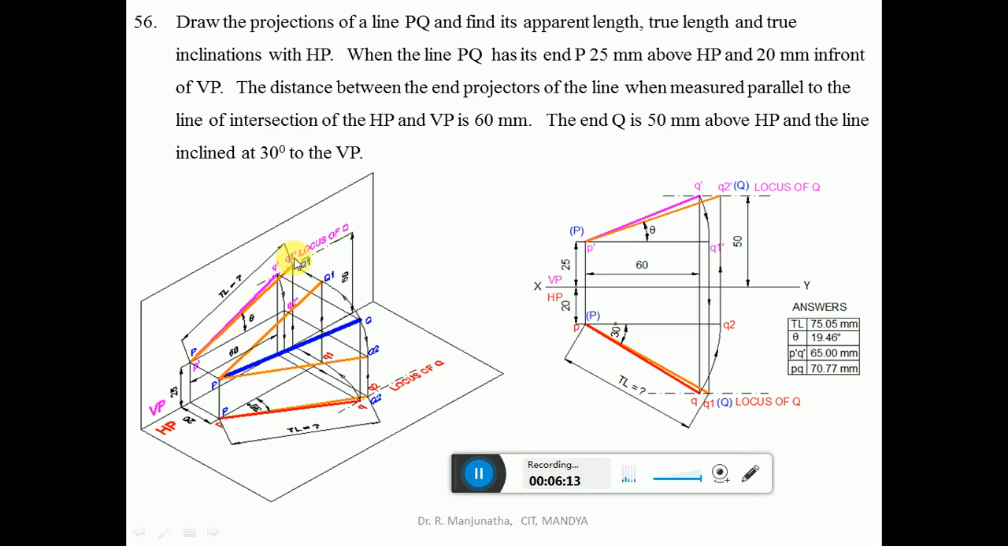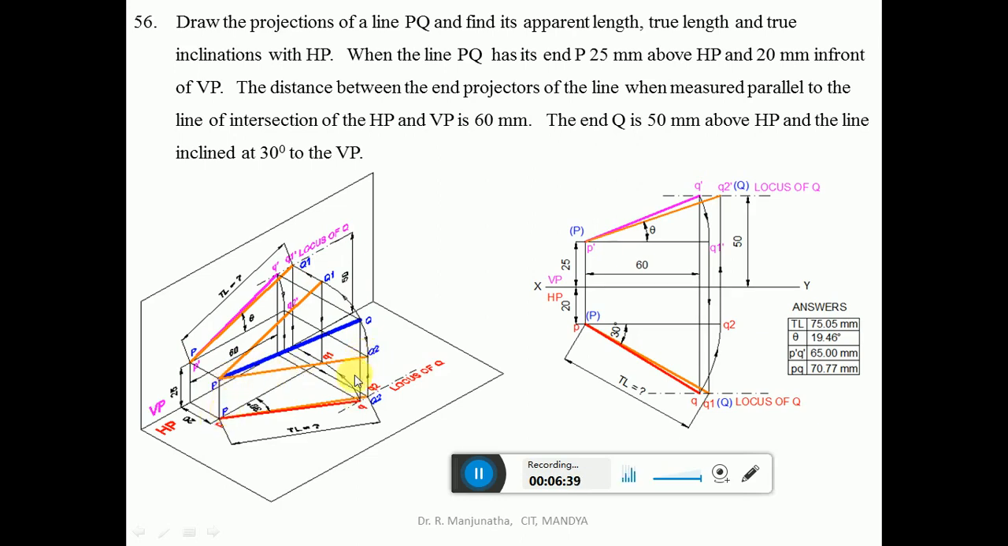At this point we get Q1 dash, then join P dash to Q1 dash with a little bit darker line than the projector line. That is going to be the true length, because this PQ1 is parallel to VP. So we write capital Q1 here. This is the line which is the true length in VP, because the line is parallel to VP. This is the line which is the true length in HP, because this is parallel to HP.